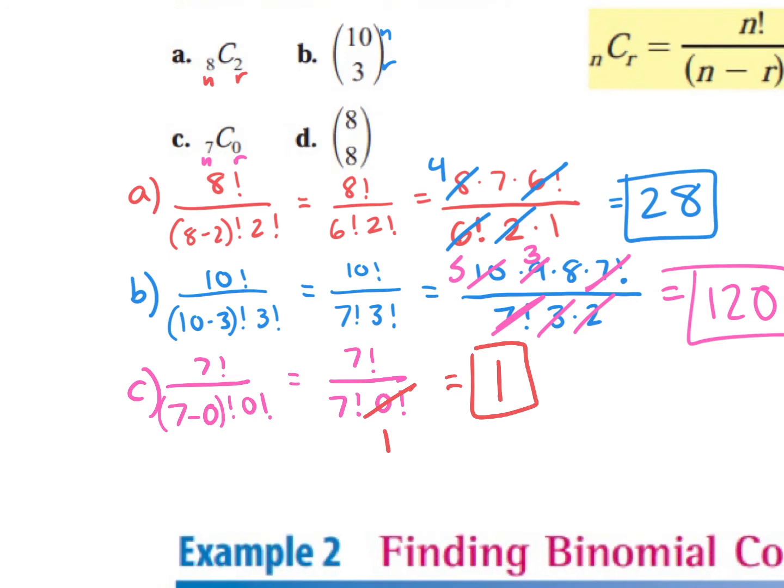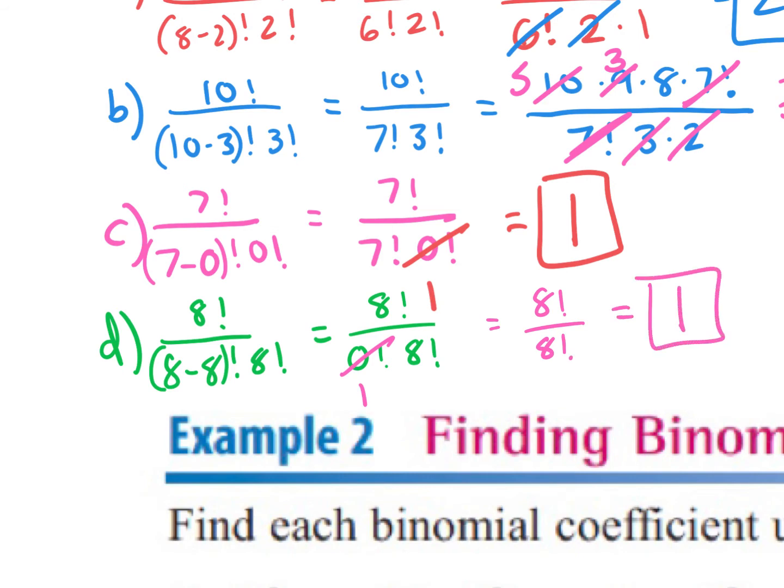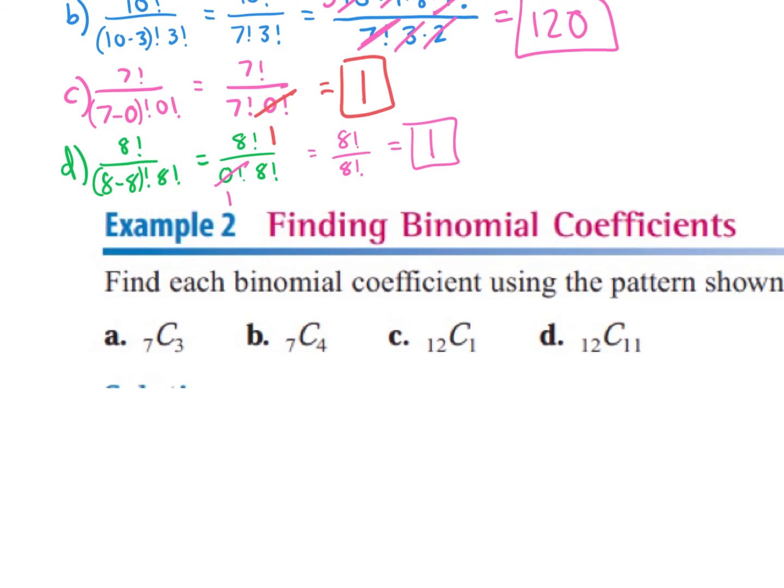And then the last one, we have 8 factorial over 8 minus 8 factorial times 8 factorial. So this would be 8 factorial over 0 factorial times 8 factorial. And what's 0 factorial? 1. So this is just 8 factorial over 8 factorial, which is 1. Example 2 is the same stuff, so I'm going to skip it, just because we have a lot in this section. So if we have time, I'll come back and do some more.